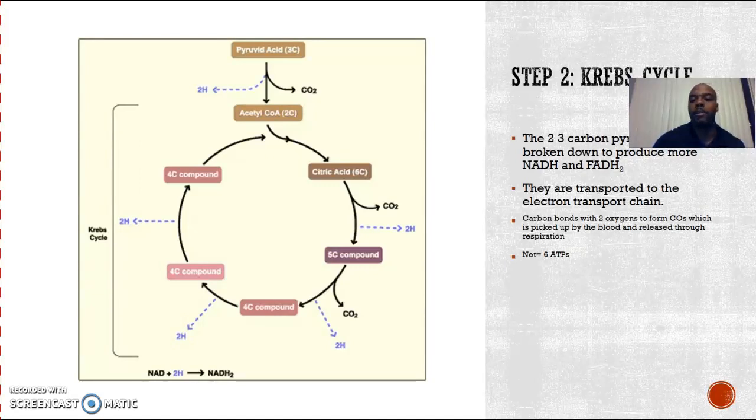There, the carbon bonds with 2 oxygens and becomes carbon dioxide, which is picked up by the blood and released to respiration. So this Krebs cycle here is all kind of happening during and inside of the mitochondria. A lot of things going on. There's some citric acid. There's 5 carbon compounds. You see there's the hydrogen and carbon dioxide kind of coming off at different points. So from this, we get an additional 6 ATPs.